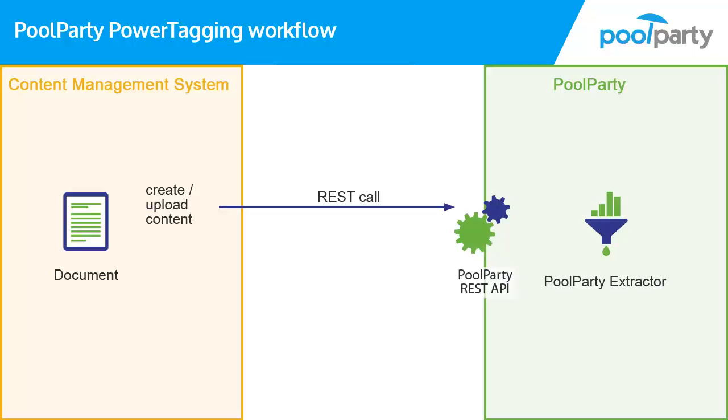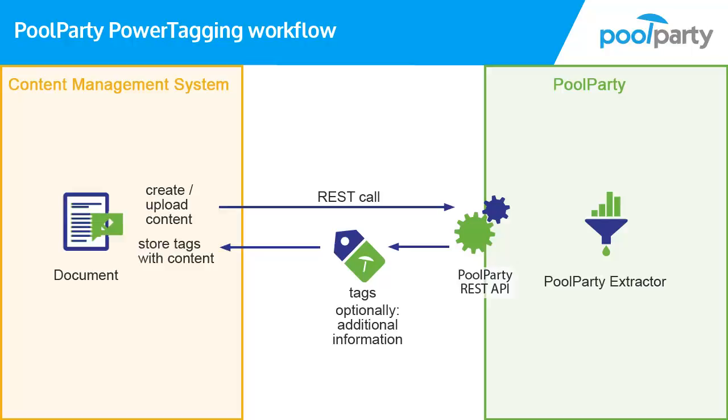Now, PoolParty will annotate your content. This is where your content gets connected to your taxonomy. Once PoolParty has analyzed the content, it will return tags and other information to your content management system. The tags can then be stored together with your content in your content management system.